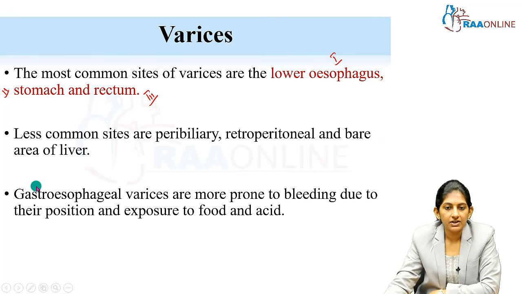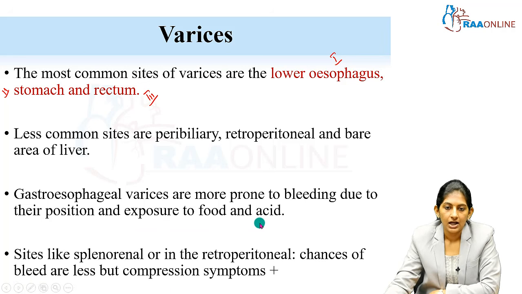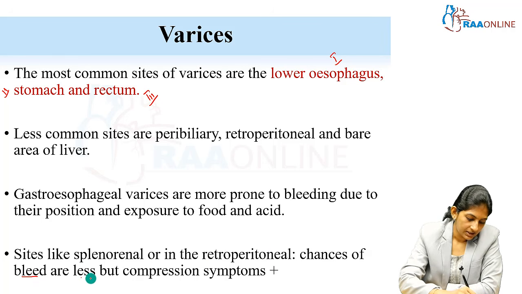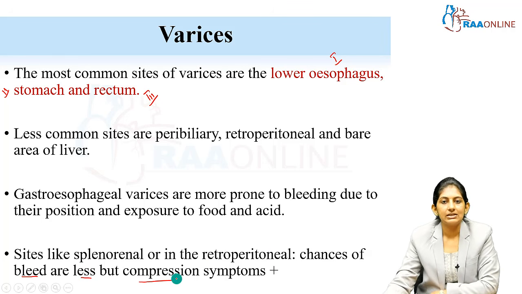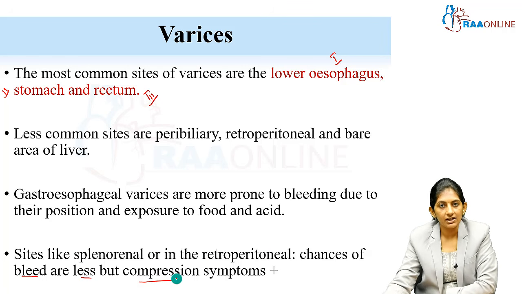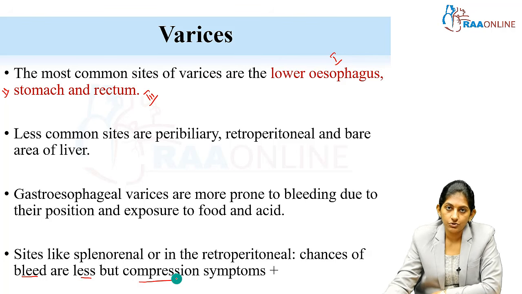These gastroesophageal varices are the ones more prone to bleeding because of their position and their constant exposure to food and acid. With sites around the splenorenal or retroperitoneal region, the bleed is less but they might cause compression symptoms. So, there are many varices. The three most common varices you should know are esophageal, gastric and rectal varices. The other less common sites you should know are those which bleed more or cause compression symptoms more.